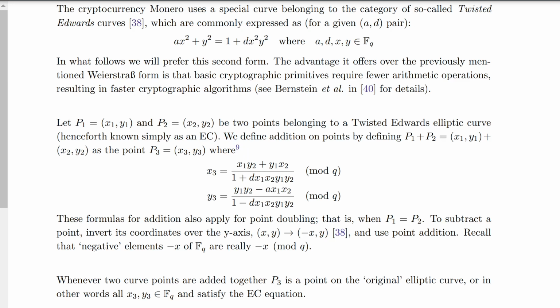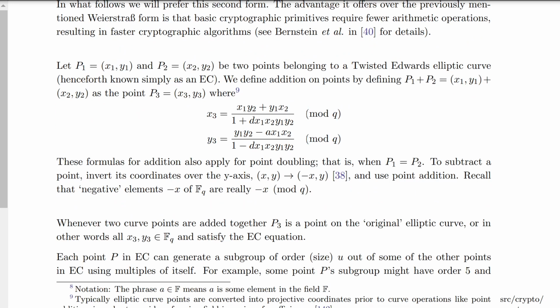An additional point can be defined as the sum of those two, and the coordinates of the point P3, which again is P1 plus P2. You use these formulas to manipulate the coordinates, of course using mod q the entire way, and you get the results x3 and y3. So these standard formulas are going to be the basis for point addition and the rest.